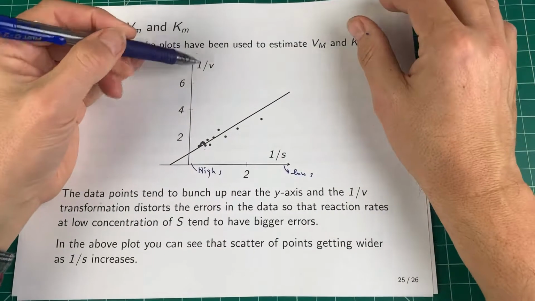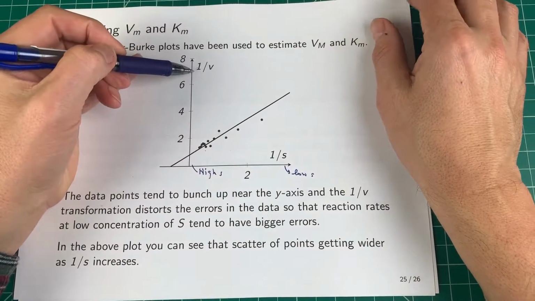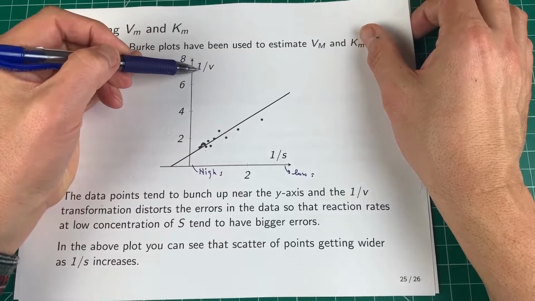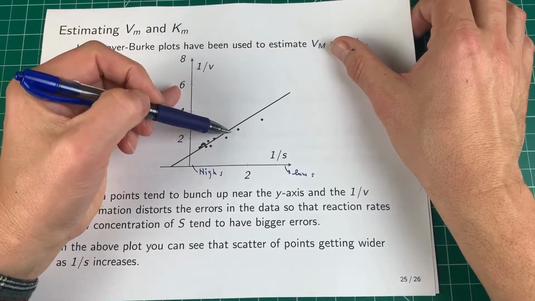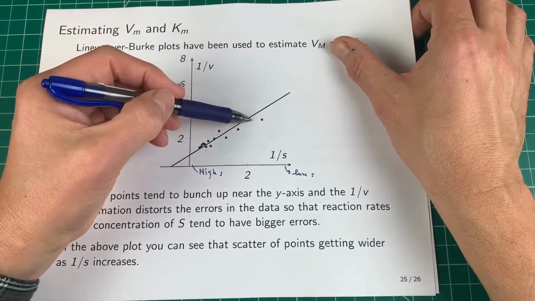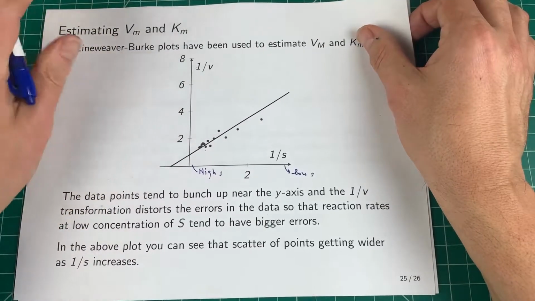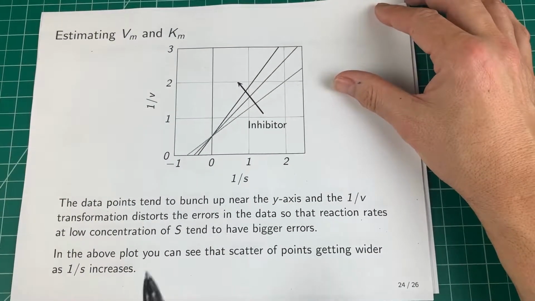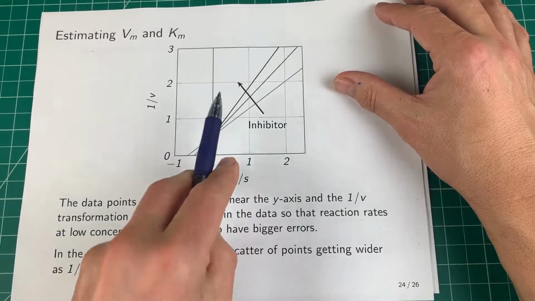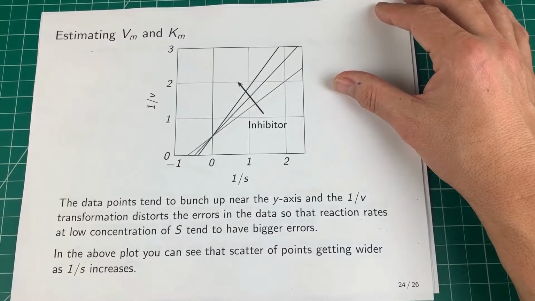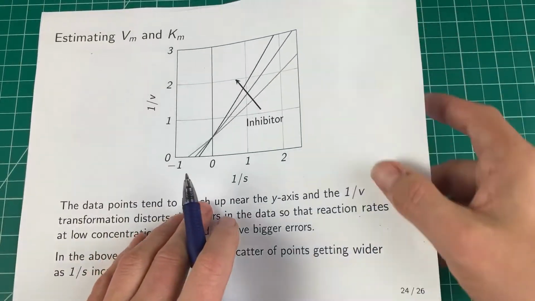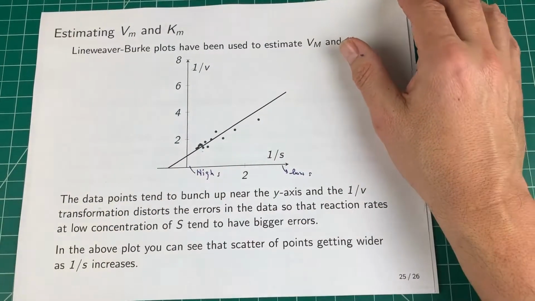The other reason is that the 1 over V, I won't have time to explain this, but the 1 over V actually also distorts the error. And that also contributes to the extra scatter you see as you go up the line. So Lineweaver-Burk plots are great for doing things like this and saying, if I see that pattern, I know it's a competitive inhibitor. We've been looking at competitive inhibition. Competitive inhibition gives this pattern on a Lineweaver-Burk plot. What the Lineweaver-Burk plot isn't good at is getting you a good estimate for the Km.